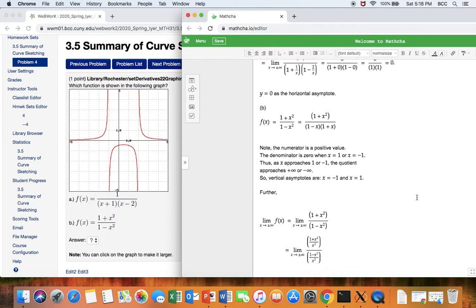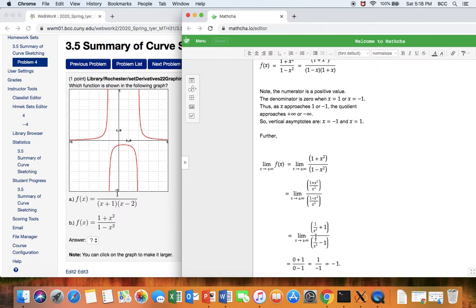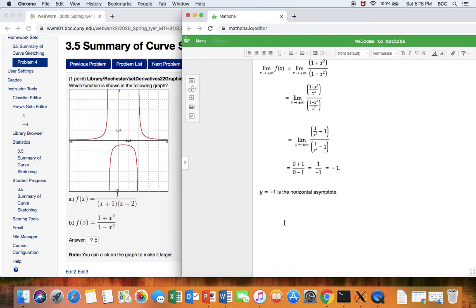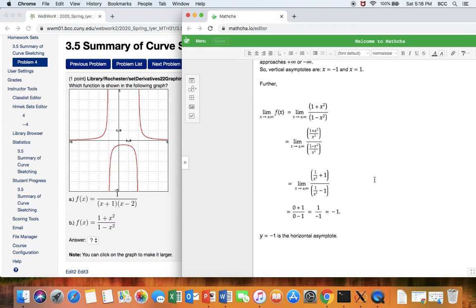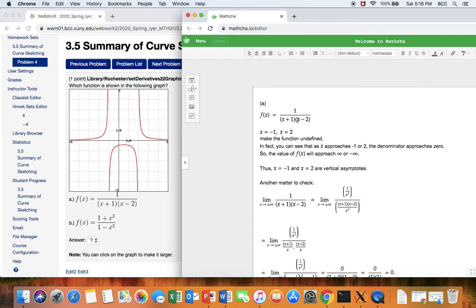So y equals 0 is the horizontal asymptote of the first, and y equals negative 1 is the horizontal asymptote of the second. Notice this graph has a horizontal asymptote at height 0. Likewise, let's look at the vertical asymptotes. This second one has vertical asymptotes at negative 1 and 1, whereas the first one has vertical asymptotes at negative 1 and 2.